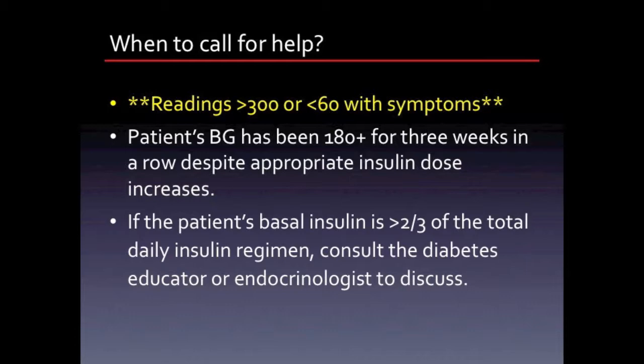In general, we like for the long-acting insulin to be not more than 2/3 of the total daily dose. So for example, if you have a patient who's taking 15 units of Novolog daily, they probably shouldn't be taking more than 30 units of Lantus or whatever their long-acting is. That's just a rough rule, but if your patient has exceeded the 2/3 threshold, go ahead and contact one of the endocrinologists or diabetes educators to just discuss that and make sure it's okay.